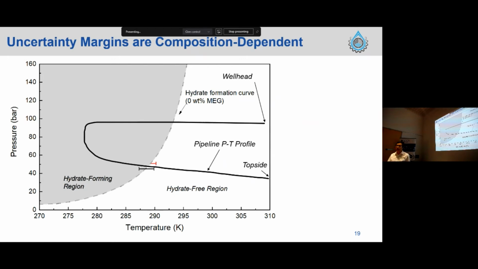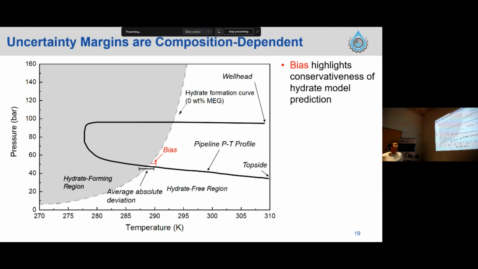So the two that I want to highlight in particular is that you have an average absolute deviation, which represents the overall magnitude of the inaccuracy of the model. And secondly, you also have a bias, and the bias highlights the conservativeness of the hydrate model prediction. So whether it tends to over-predict the hydrate equilibrium temperature or under-predict the hydrate equilibrium temperature. And what's important to note about these two quantities is that they will change with the fluid composition.